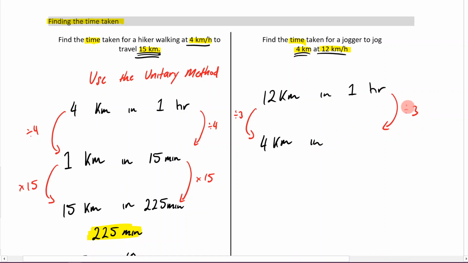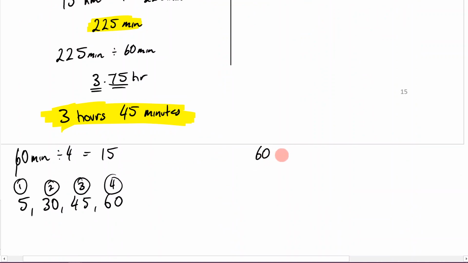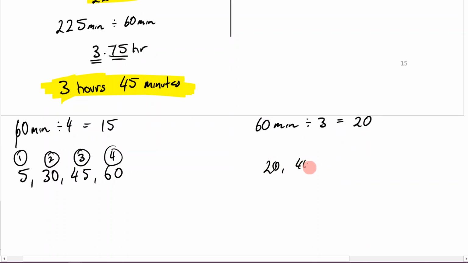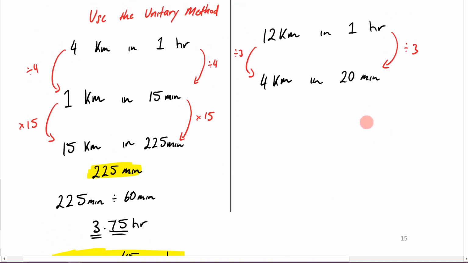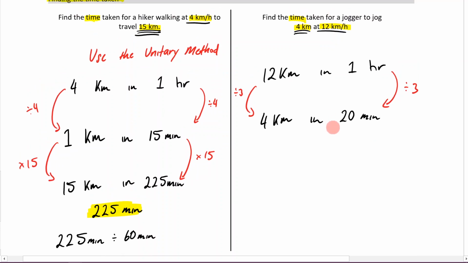What is 1 hour divided by 3? Hopefully you know it's 20 minutes. If we just wanted to take a second to pause on why this is the case, 1 hour is 60 minutes. If I divide that by 3, I'm going to end up with 20. Also, you can think of 20, 40, 60. So it goes in 3 times. So another important one just to commit to memory. And that's all we actually have to do here, because remember, it wants us to find the time taken for a jogger to run 4 kilometers at 12 kilometers an hour. Well, 4 kilometers is going to take 20 minutes at that speed. So that's all we have to do.